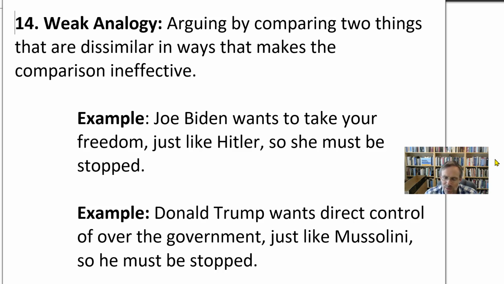Now it is important that we learn from history, but in general comparing things like American presidents to genocidal dictators doesn't really add much to the argument. It's better to just focus on the facts of the candidates themselves and to use that as evidence for why they should or should not be supported as candidates.